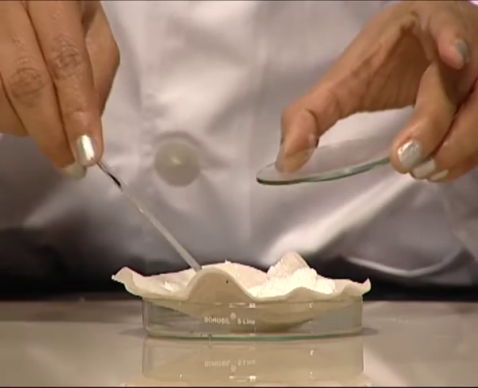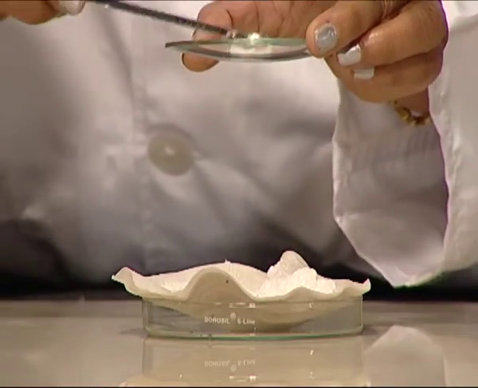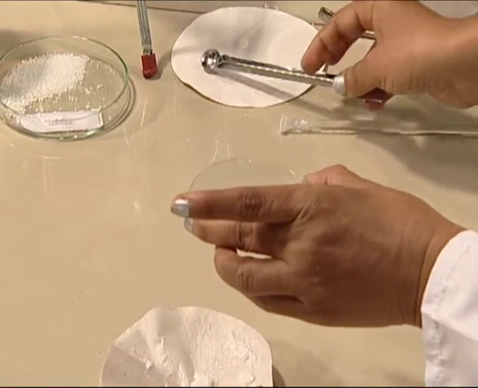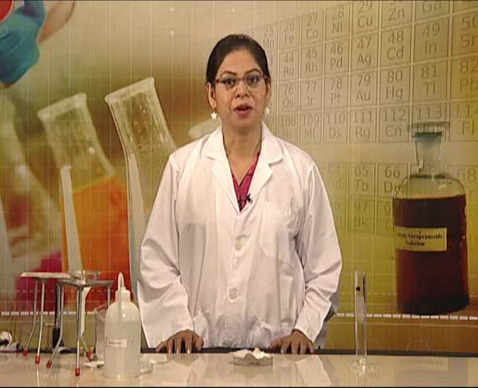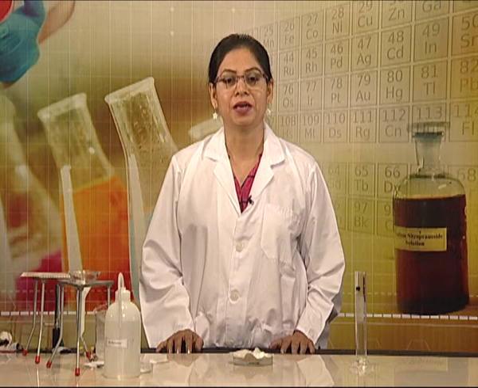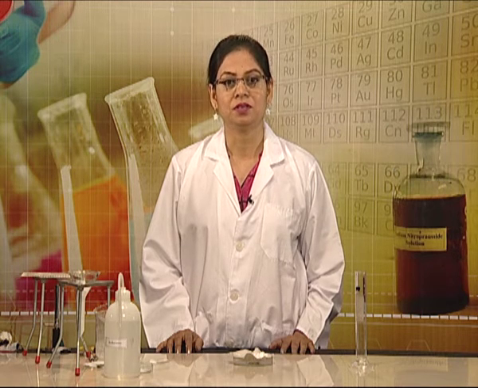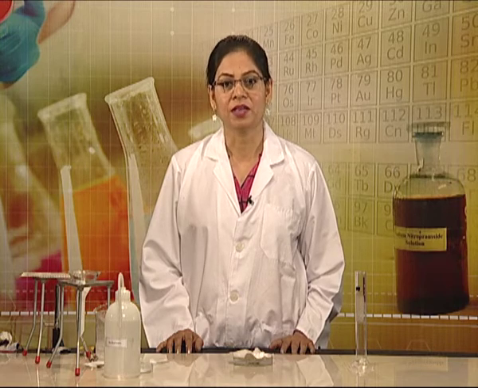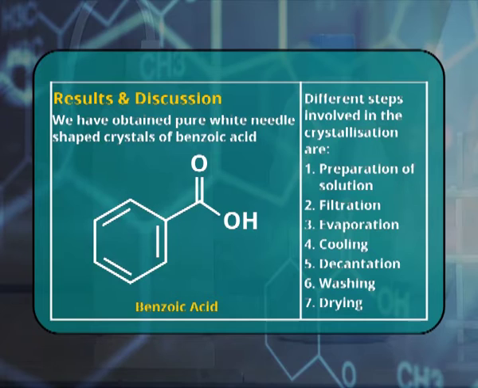As you can see, white needle shaped crystals of benzoic acid are formed. After drying, take the melting point of the crystals formed. If the compound has a sharp melting point, it means it is purified. The melting point of benzoic acid is 121 degrees Celsius. We have obtained pure white needle shaped crystals of benzoic acid.